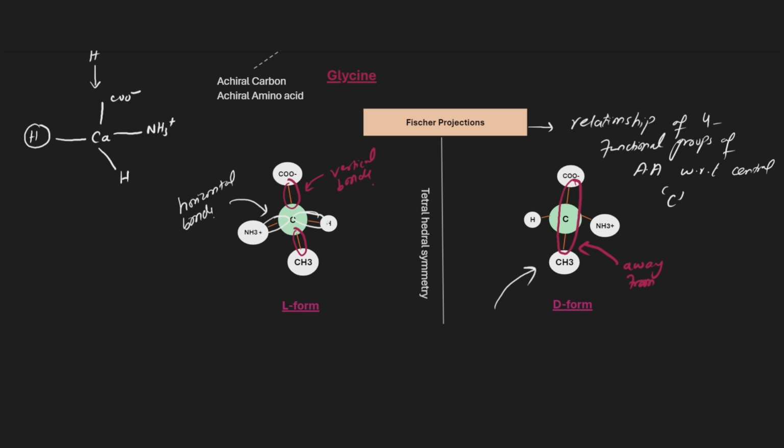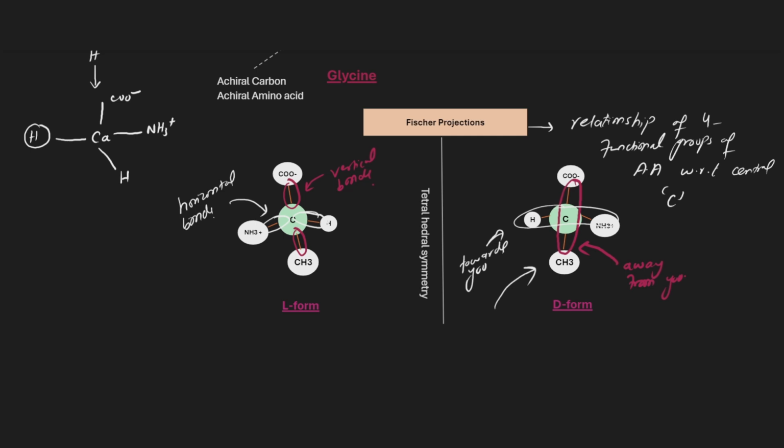So these two vertical bonds are coming out of the plane but away from you, and these two horizontal bonds are coming out of the plane but towards you. When you look at the structure, it will show you that these two bonds are coming away from you, and these two bonds are coming towards you. So the Fischer projection is just here to explain the tetrahedral symmetry of these bonds.